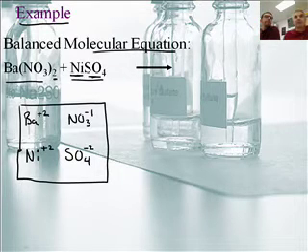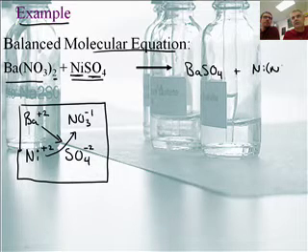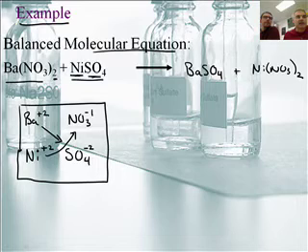So now I'm going to trade partners. I'm just doing what we've already done before. You'll see the additional steps in a few minutes. Barium is going to get together with sulfate now, and that's just going to be BaSO4, because it's +2 and -2. And the nickel is going to get together with nitrate, and that'll be Ni(NO3)2. Again, playing the charge game.